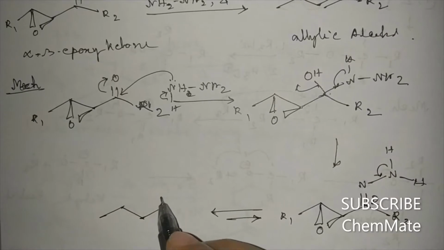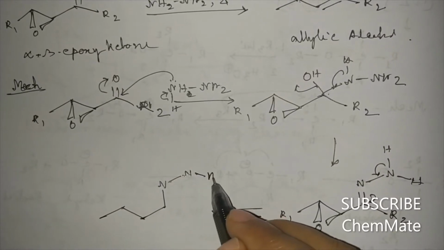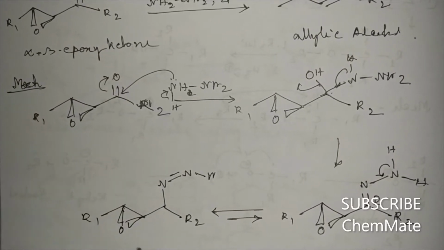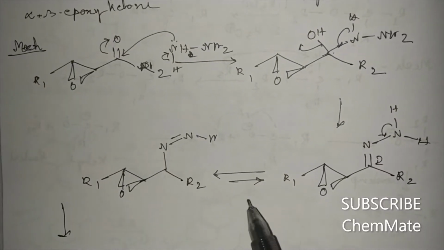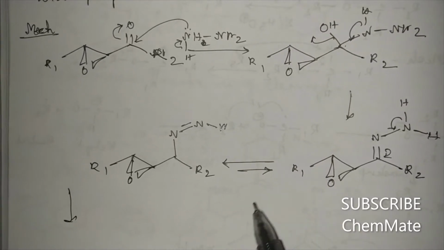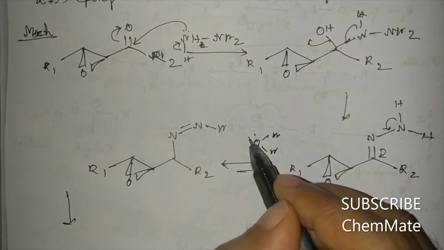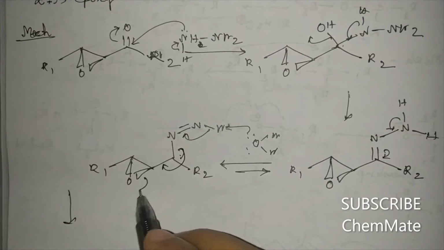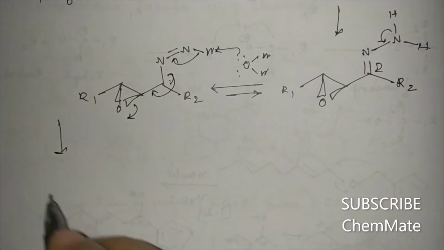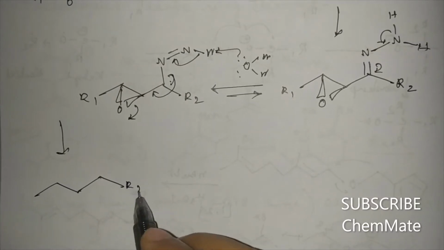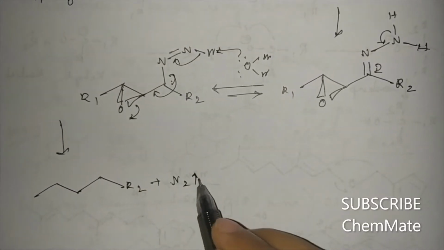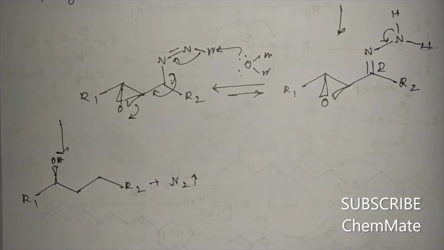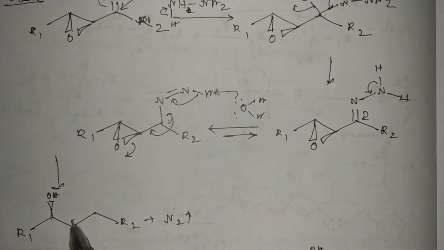Now here a mild base is sometimes used, or a water molecule may act as a base, and it will abstract the proton, and this epoxide ring will be opened up to form the allylic alcohol, and this will release N2, so the OH will be above the plane. So this is the product. So here will be the double bond.